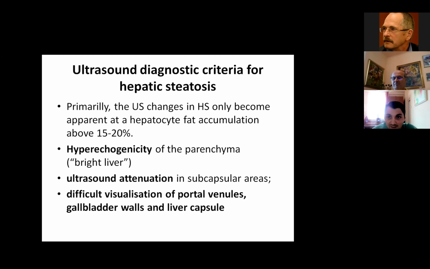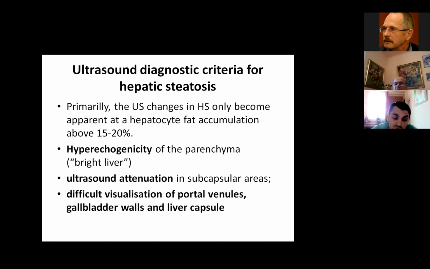What about the ultrasound diagnostic criteria for hepatic steatosis? Well, the ultrasound changes in hepatic steatosis only become apparent when the fat content in the liver is above 15-20%. And when we have 15-20% of fat accumulation inside the liver, then the bright liver, as Professor Spora was mentioning, appears. The hyperechogenicity of the parenchyma.